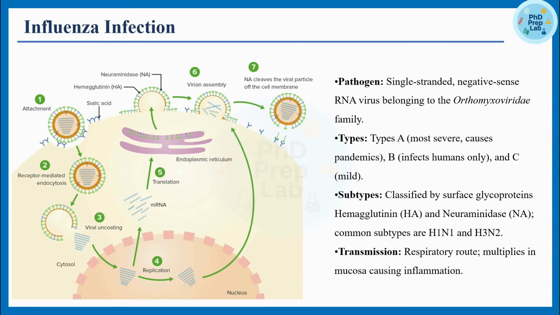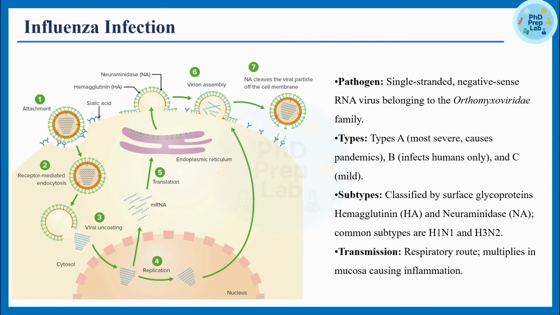Then we have influenza infection. This is also caused by an RNA virus. It belongs to the Orthomyxoviridae family. There are certain types of influenza infection. Type A is the most severe and causes pandemics, type B infects only humans, and type C is a mild type of influenza. The common subtypes include H1N1 and H3N2 strains.